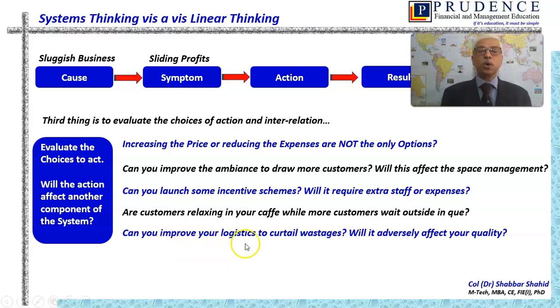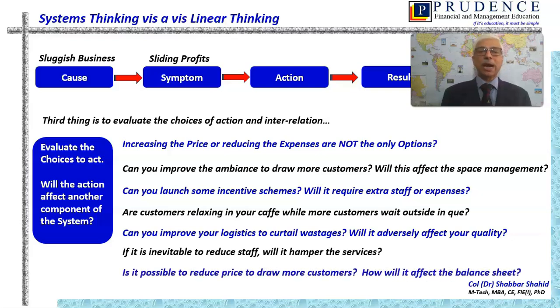Can you improve your logistics to curtail the wastages? Is it possible that the logistics can be improved, wastages can be curtailed? How will it adversely affect your quality if you do that? And then if it is inevitable to reduce the staff, let us say that you want to reduce the staff, will it hamper the services? Are you really overstaffed? Or is it that if you reduce the staff, the customers will start suffering? All these things you will have to analyze if you are a systems thinker.